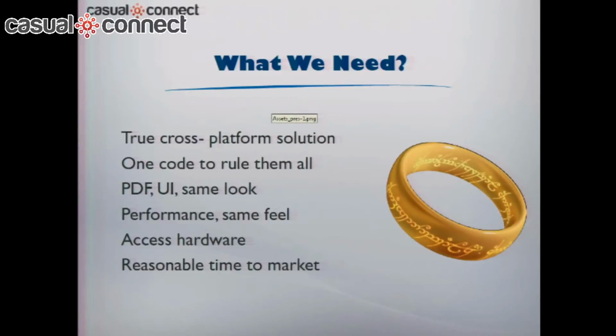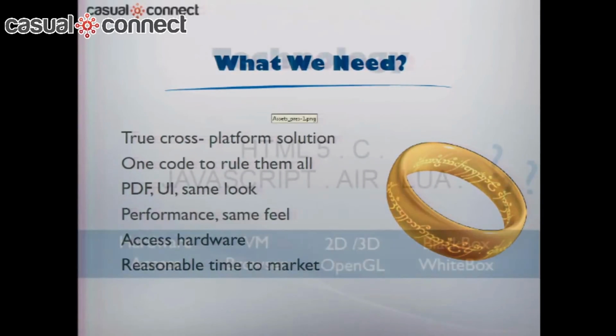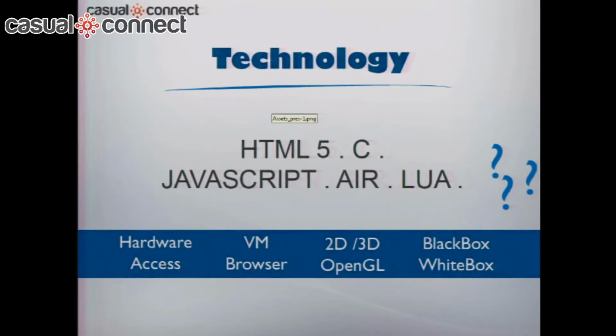In order to get the same performance, we need hardware access. And we need reasonable time to market. So it's like a dream plan, yeah? That's what we need. Now we're going to discuss a little bit about technology and what I should choose for my pipeline.